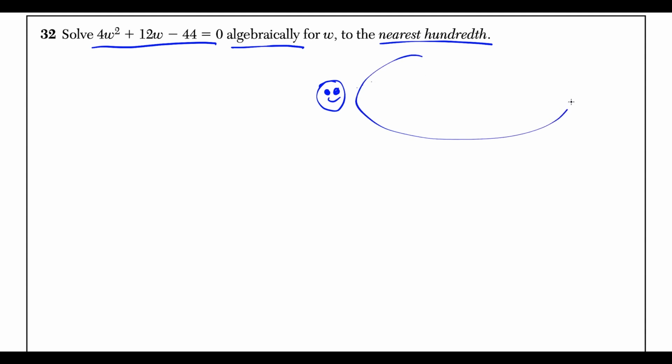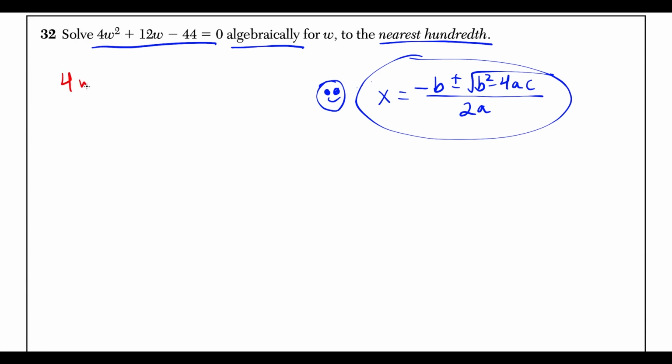Question 32, we're solving this equation algebraically for w. We're rounding to the nearest hundredth. So as soon as I see a quadratic equation like this, I just immediately think of the quadratic formula. So this is the $1 million formula to use here. And this one, I believe, is in the back of the test. So on the algebra Regents and all the Regents, they have some formulas that they give to you, and this is one of them.